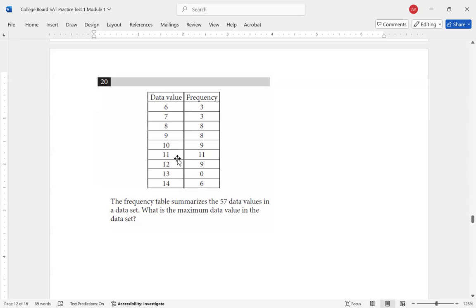So when it says what is the maximum data value in the data set, we just have to figure out what's the maximum value that occurred at least once. And the maximum data value that occurred at least once is the number 14. So 14 would be the maximum value in our data set.